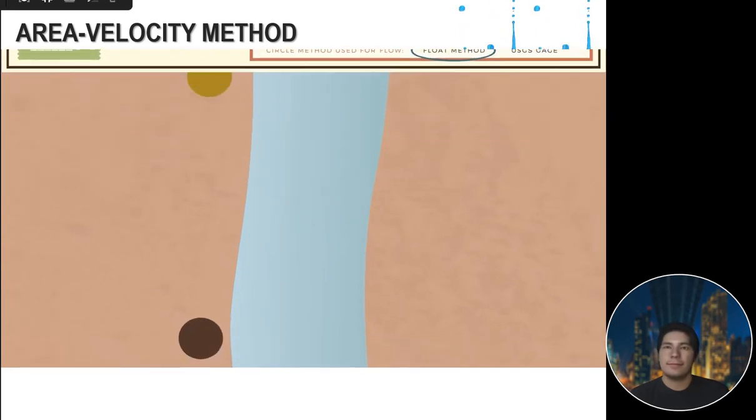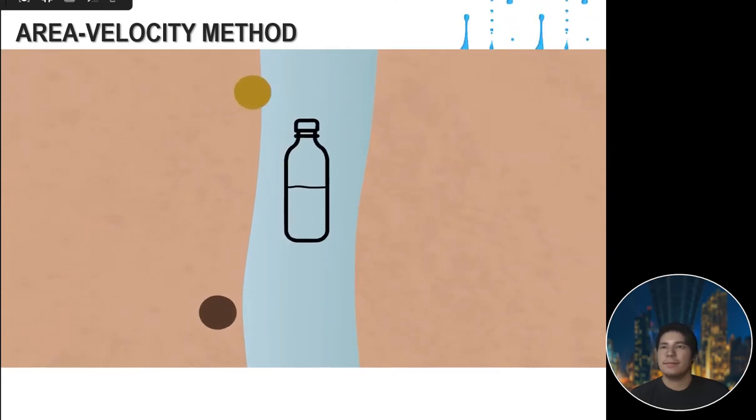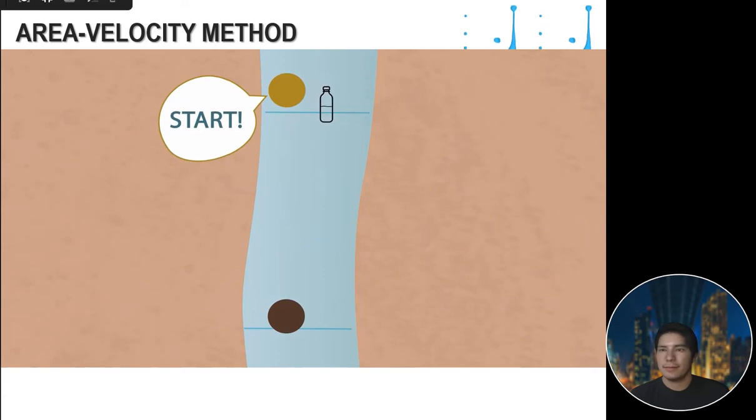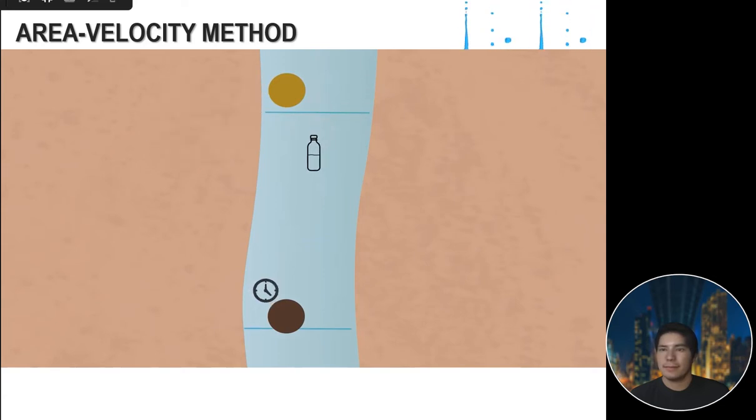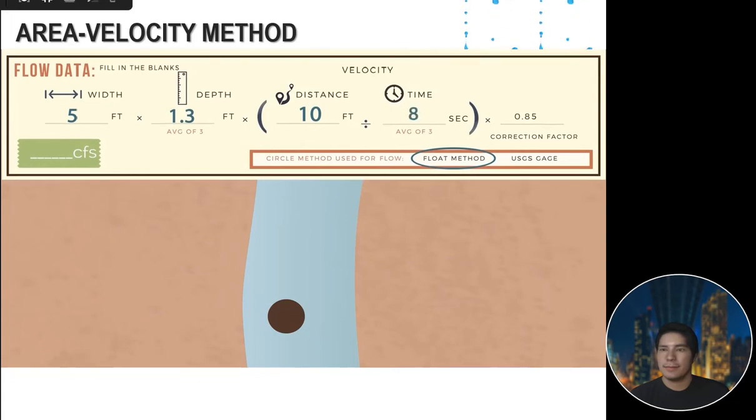Now let's float the bottle. Partially fill the float bottle with water. One observer stands at the top of the reach, and the second observer stands at the bottom. The observer at the top tosses the float bottle into the channel and calls out "start" when it crosses the upstream point. The other observer will start the timer. And as soon as it crosses the second point, they'll stop the timer. Repeat this toss process 3 times and average the 3 times together. Use this average as your time entry.